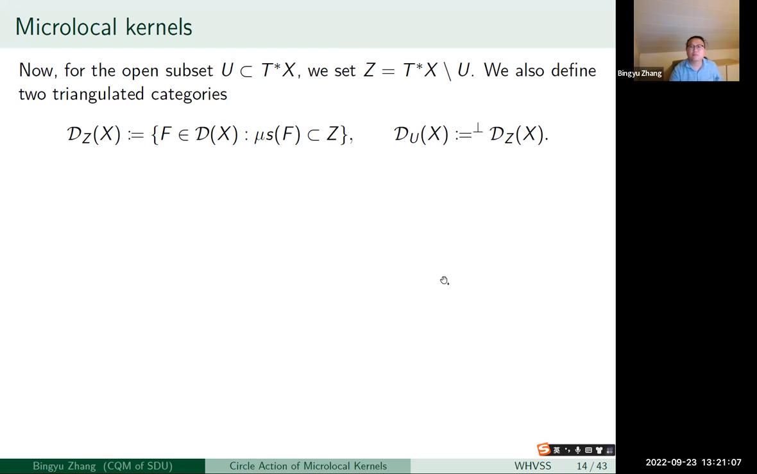And now, if we take some open set in the cotangent bundle, and we take its complement to be Z, then we consider two categories here. One is given by sheaves with microsupport in Z, and one is its left orthogonal complement.